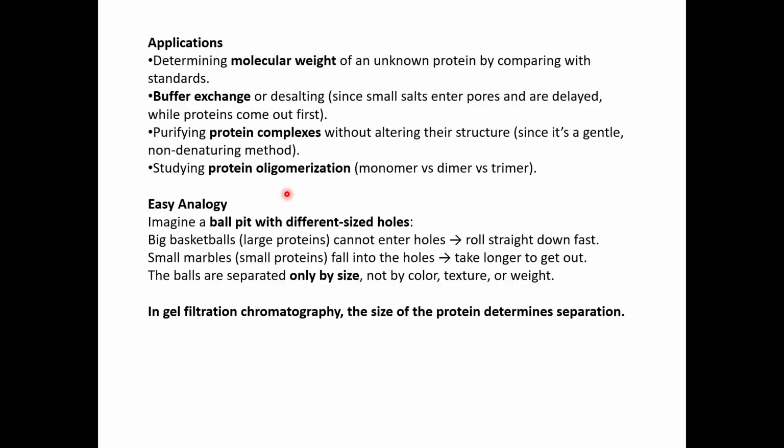So oligomerization of the protein is nothing but when many monomers of a protein join to form different oligomers, which is like more than one monomer together. It can be a dimer, trimer, tetramer, nonamer, pentamer, hexamer, anything. So these different oligomers of proteins will also elute out at different fractions because of their change in size and shape. So you can also study the oligomeric nature of the protein.